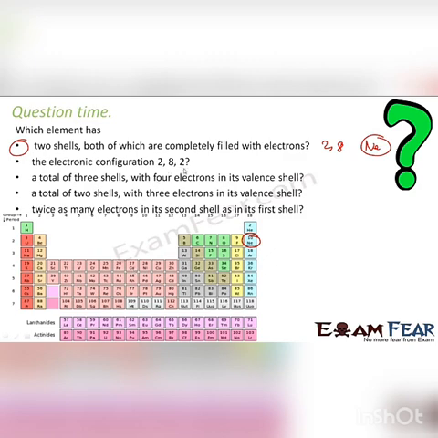Next, the electronic configuration of 2, 8, 2. The atomic number is 2 plus 8 plus 2, which is 12. Atomic number 12 is magnesium. So magnesium is my answer.